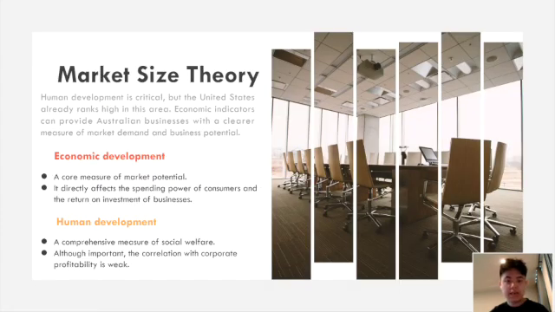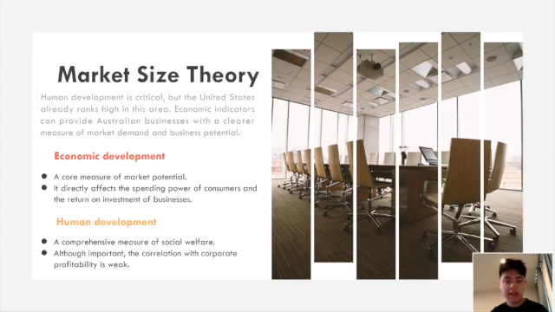Here, the importance of economic indicators will be further explained from the market size theory. First, we need to know that while human development indicators are critical for workforce and infrastructure quality, the United States already ranks high in these areas. Economic indicators such as GDP per capita provide Australian business with a clear measure of market demand and business potential.